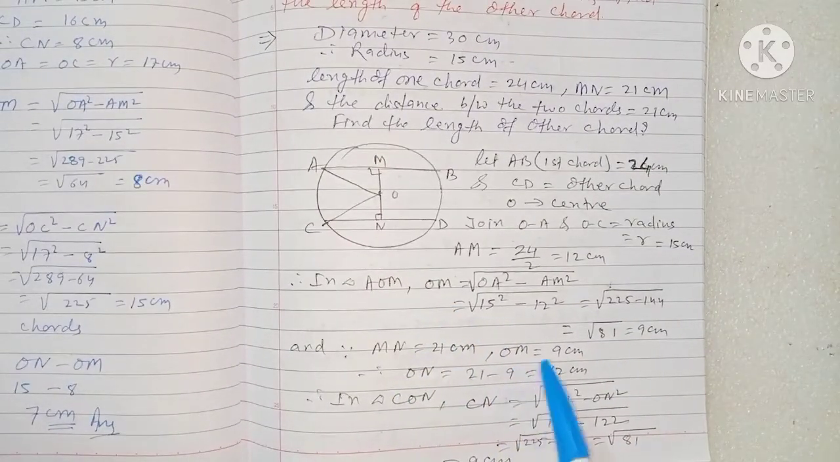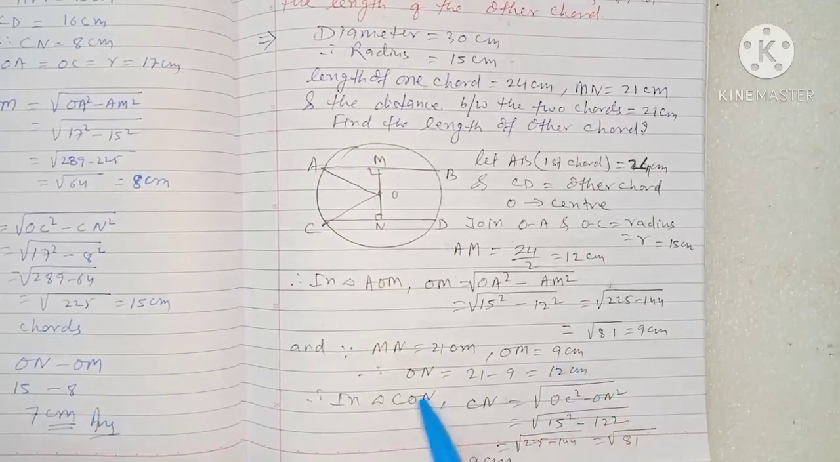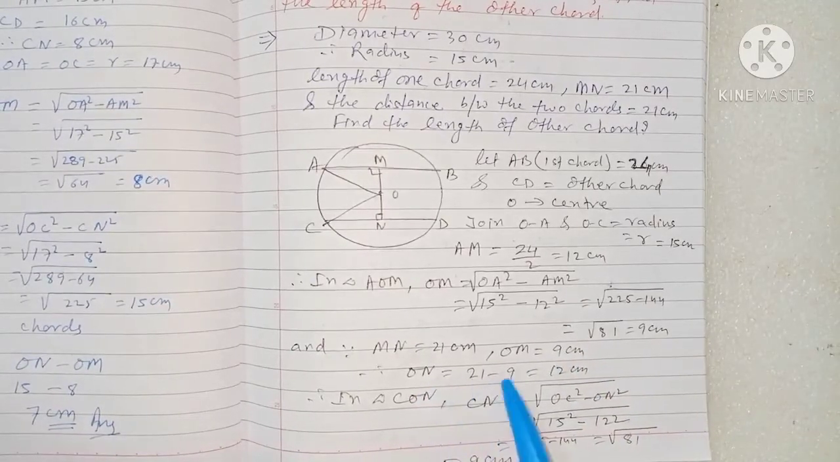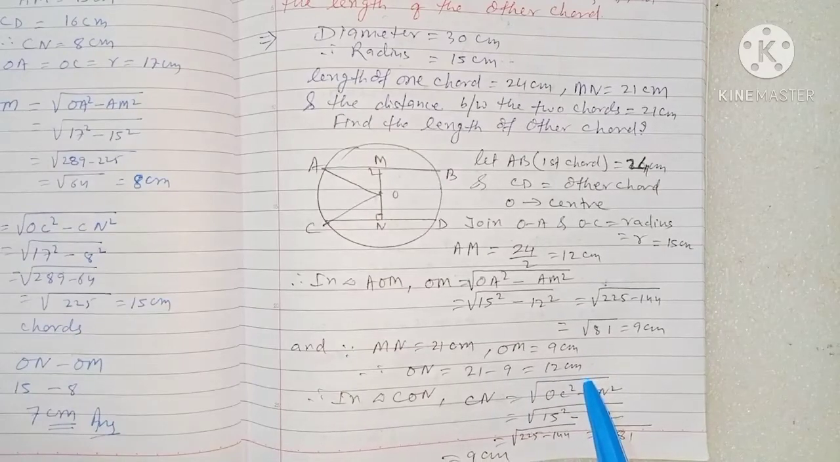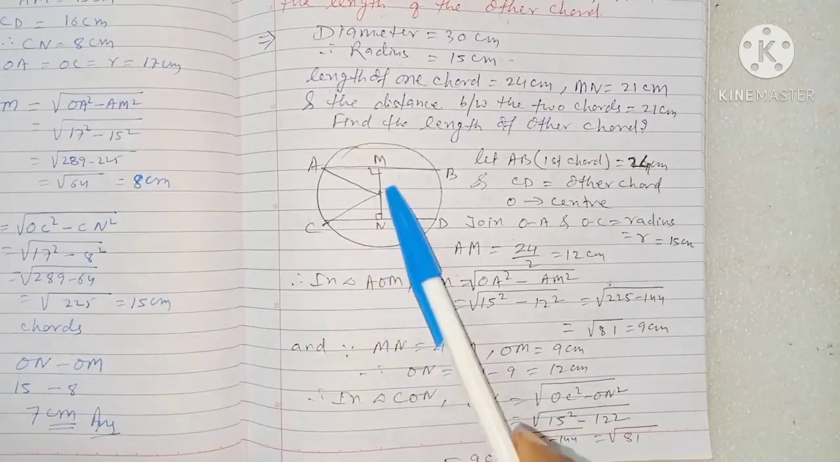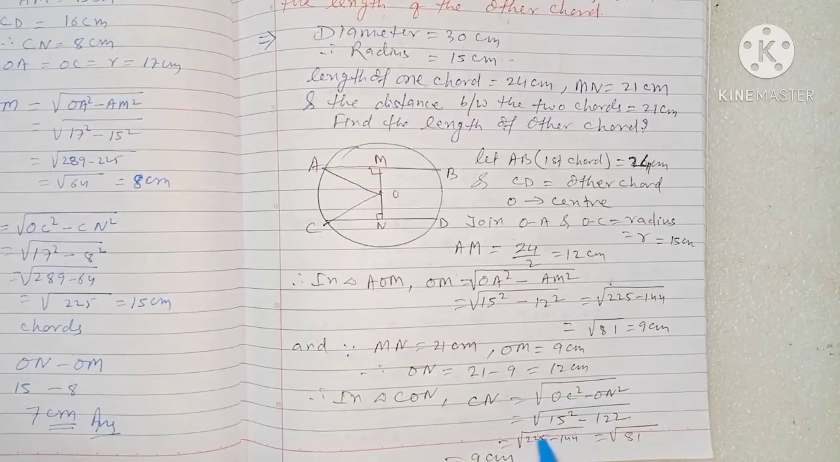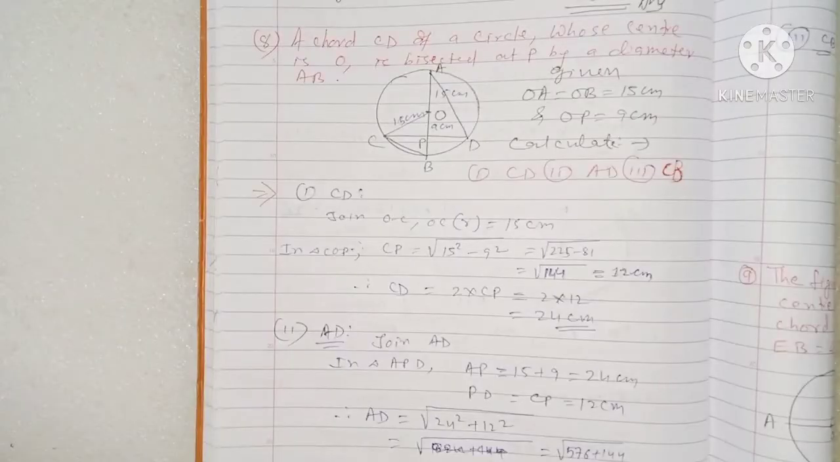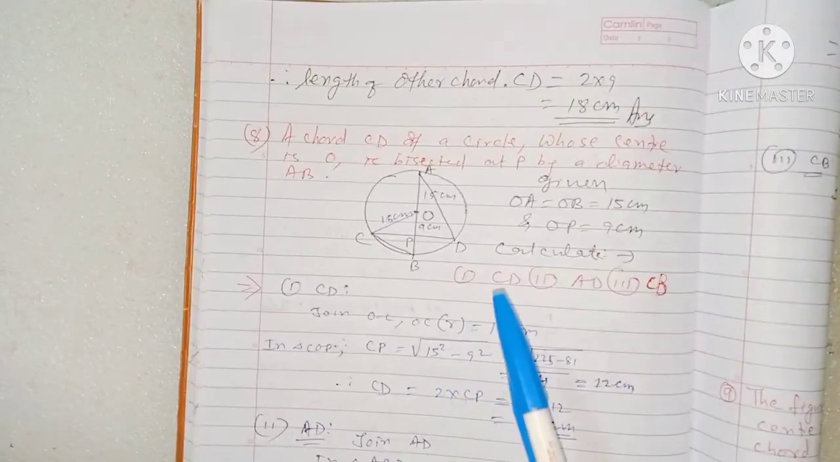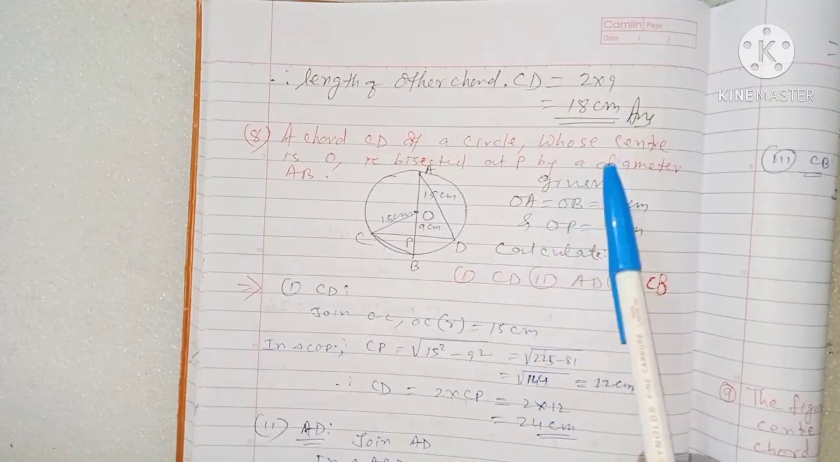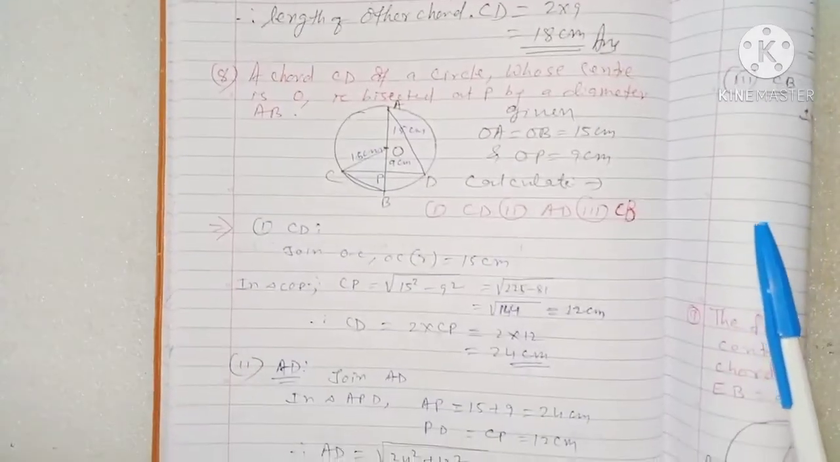MN equal to 21 centimeter, OM equal to 9 centimeter. Therefore, ON equal to 21 minus 9 equal to 12 centimeter. So now in triangle CON, CN equal to under root OC square minus ON square. Therefore, set and get the value of CN, that is 9 centimeter. Therefore, length of other chord CD equal to 2 into 9 equal to 18 centimeter.